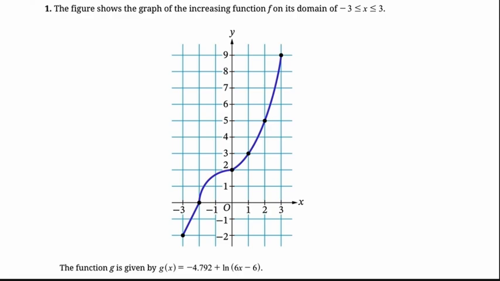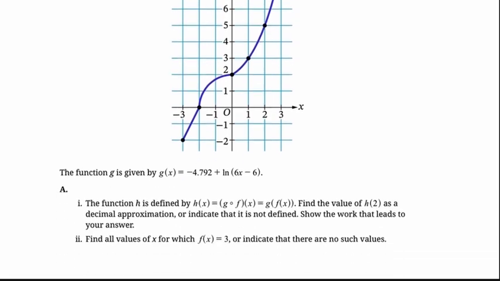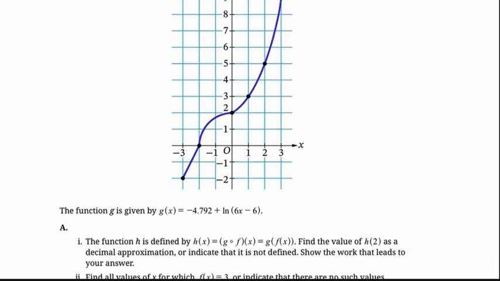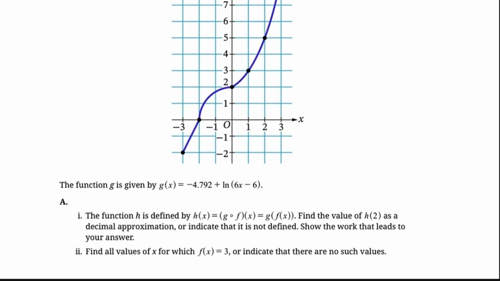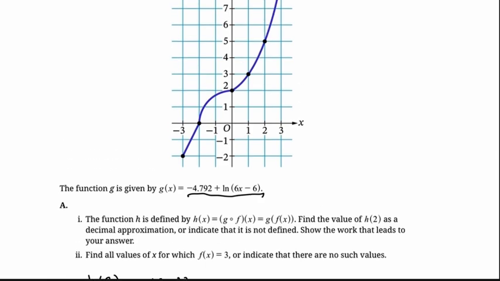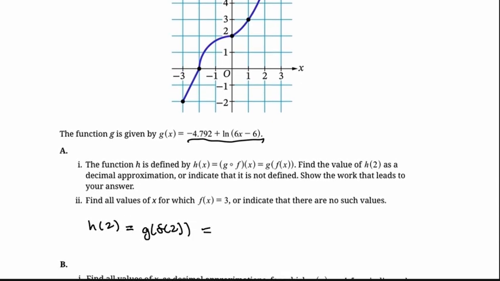Okay, this is question 1 of the AP Precalculus 2026 free response questions. So here we're given the graph of f of x, and we're also given g of x is this function right here. So for A1, it says the function h is g of f of x. So h of 2 equals g of f of 2. And we can look at this to see that f of 2 equals 5. So this equals g of 5.